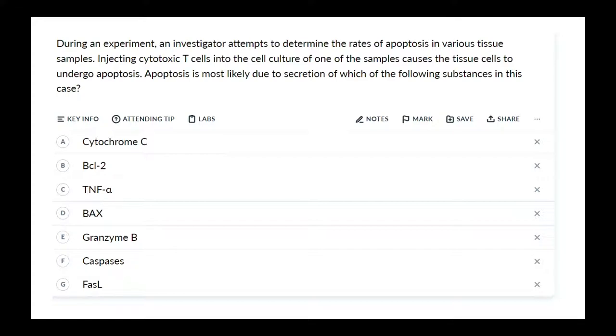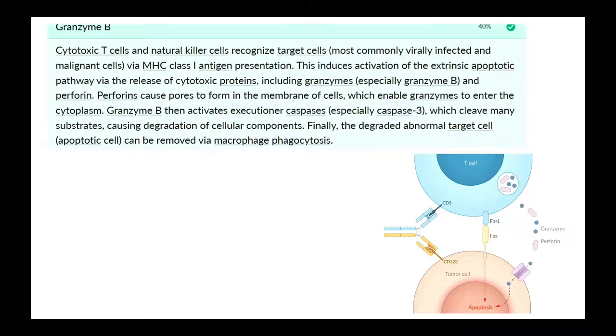E. Okay. Now you know and remember. So of course the easy correct answer, because granzymes are released from T cells and NK cells, and therefore they can induce apoptosis.